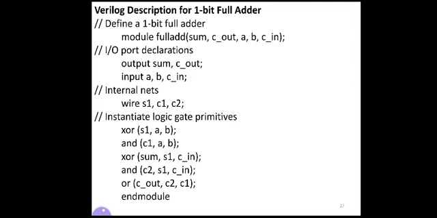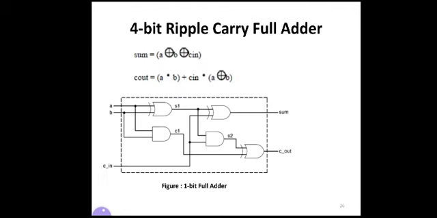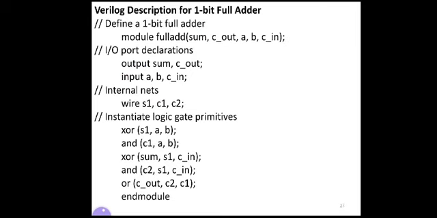Then internal nets. As we have named the intermediate wires, those also need to be declared. Internal nets or internal wires can be declared as wire S1, S2 and C1. Sorry, I said C2 earlier; make a correction in the internal nets, that is the wire declaration. It is S1, S2 and C1, not C2.